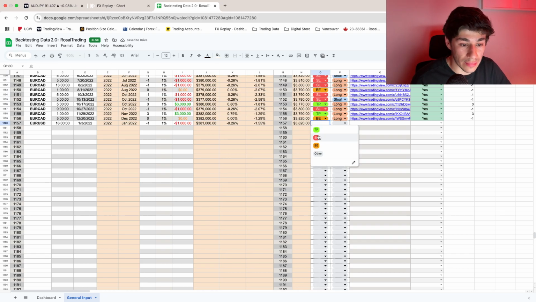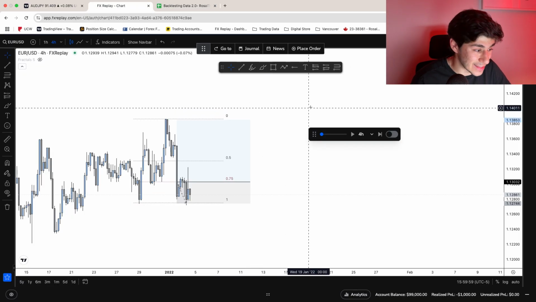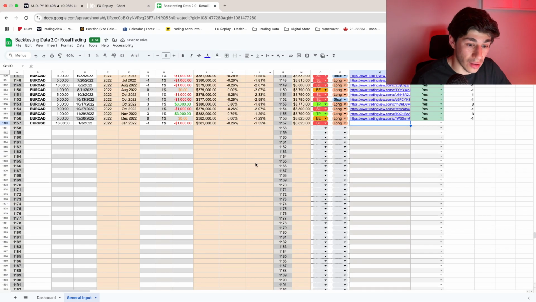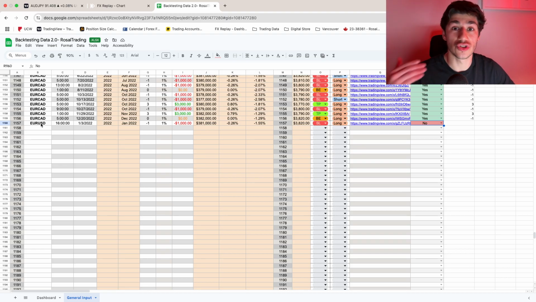And then we put here stop loss. It was a long position. And as I explained before, we already copied the link of the setup or the screenshot, and we just paste it here. Then we put whether it fit our plan or not. Let's say, for example, that this trade didn't fit our plan. So we're going to put no. And that's basically how you journal this specific scenario. And that's how you start gathering data.